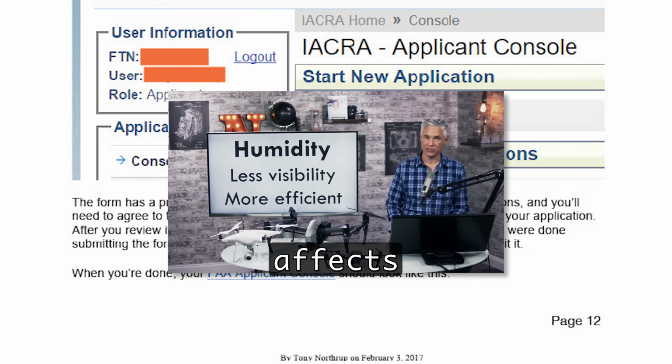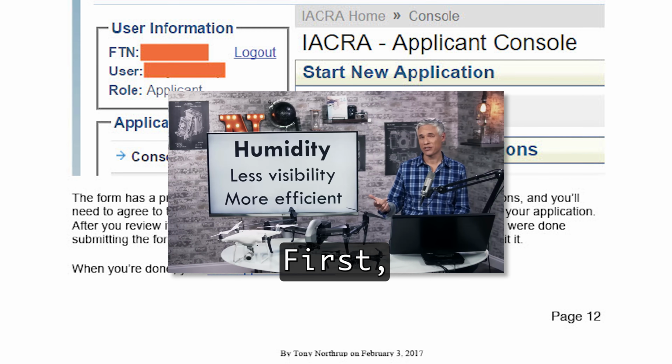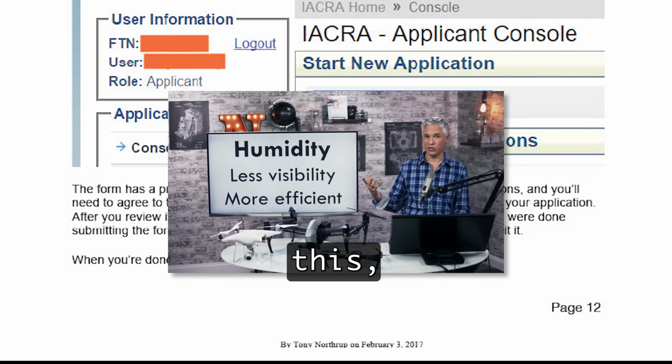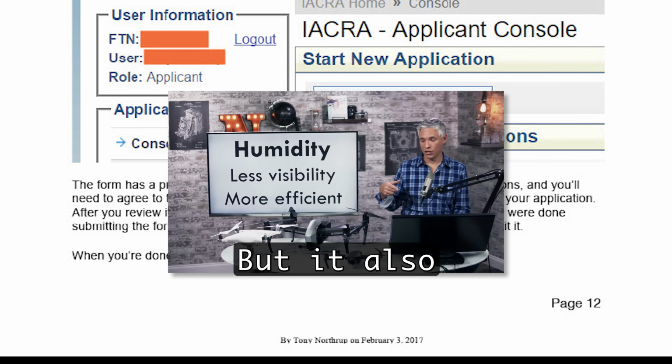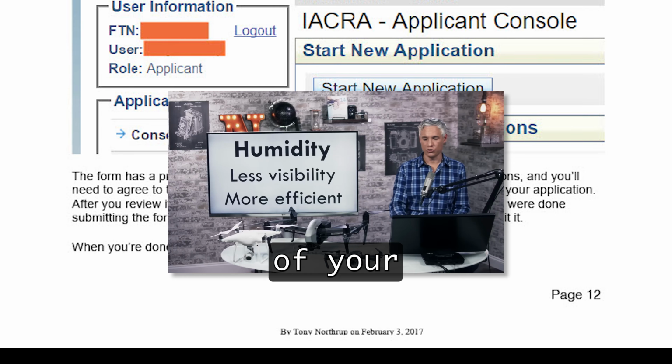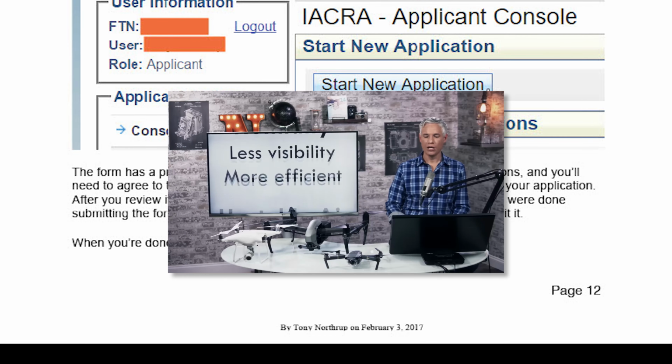Humidity drastically affects several different aspects of flying a drone. First, humidity makes air hazier. As photographers, we already know this. So it reduces your visibility, but it also makes the air a little bit heavier, which can actually make the efficiency of your drone a little bit better.